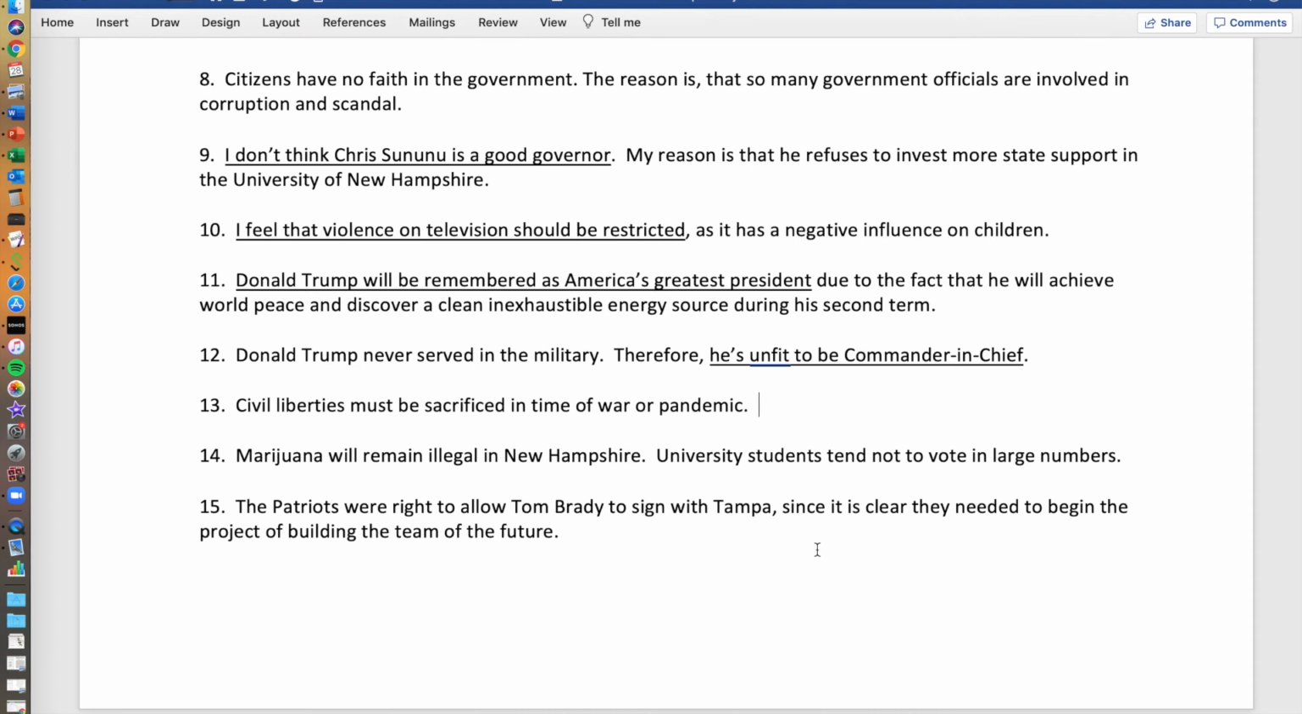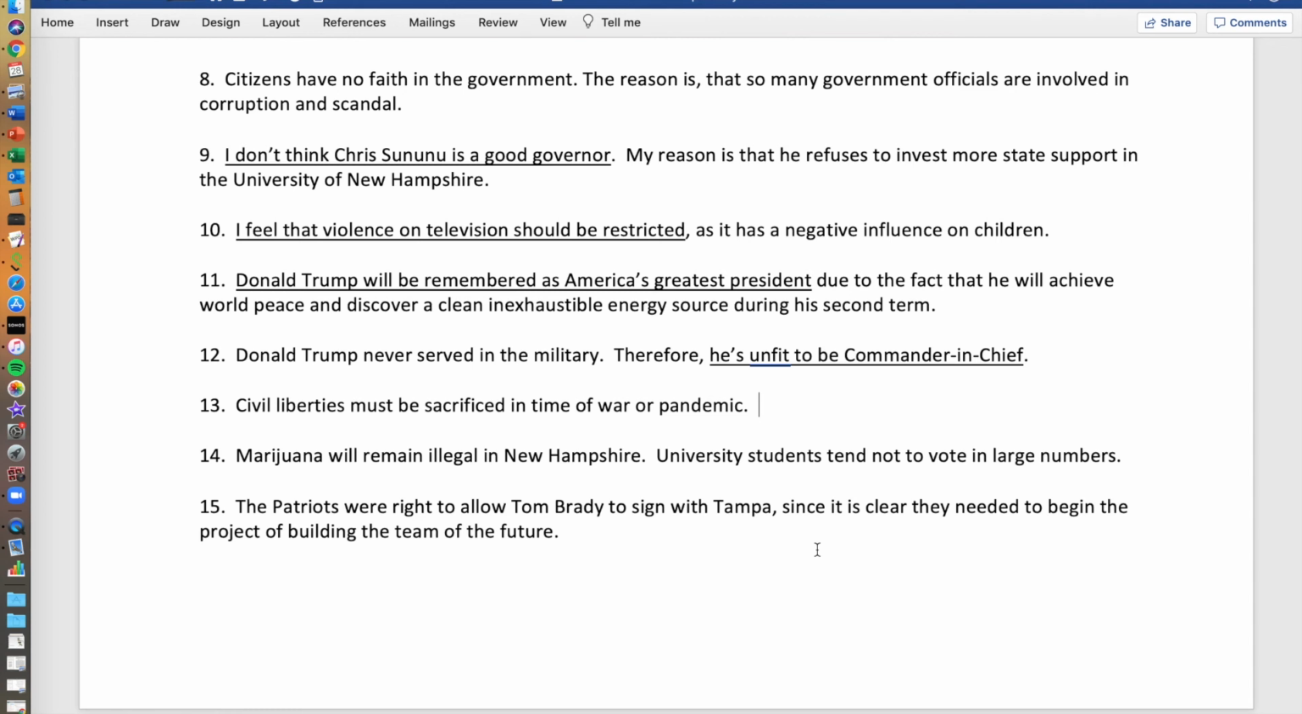Number 14, marijuana will remain illegal in New Hampshire. University students tend not to vote in large numbers. Now this is peculiar. We have two statements, obviously, two assertions. And the real question is, because there's no obvious argument indicator here, is there an inference possible between these two statements? That is, if we believe one, is it likely we'll believe the other?